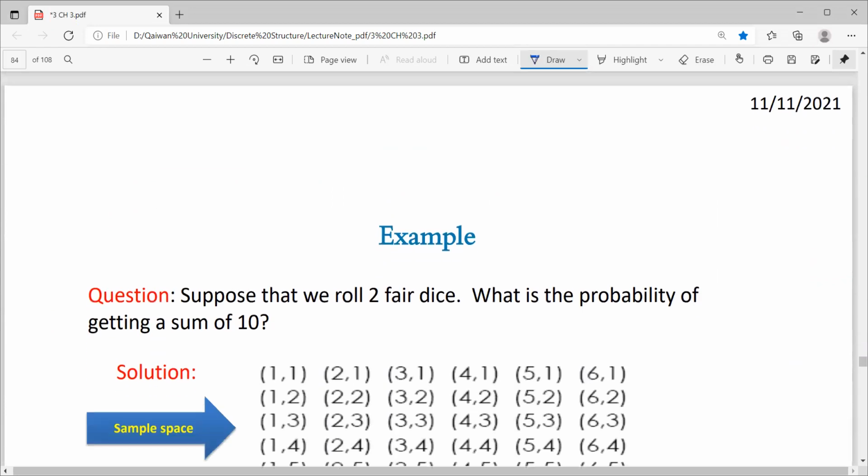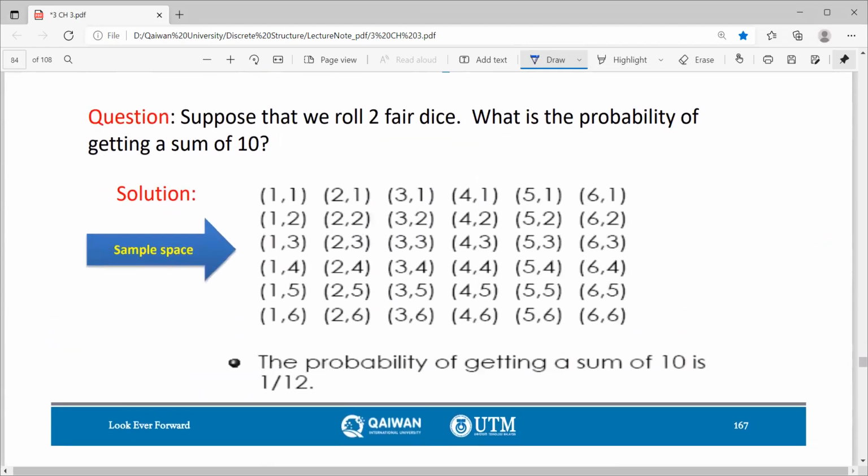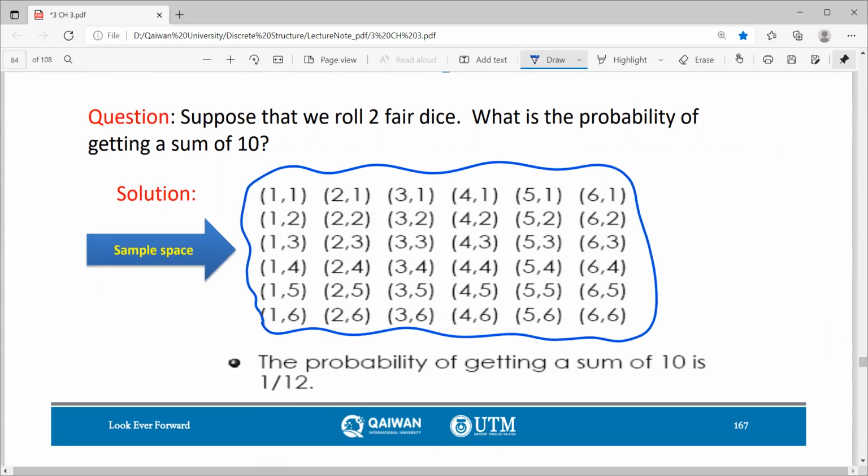Sorry for that. I'm looking for, oh, that's it. This is the sample space. It says, find the event E such that the sum of both dice is 7. Find the event where the sum of both dice is 7.